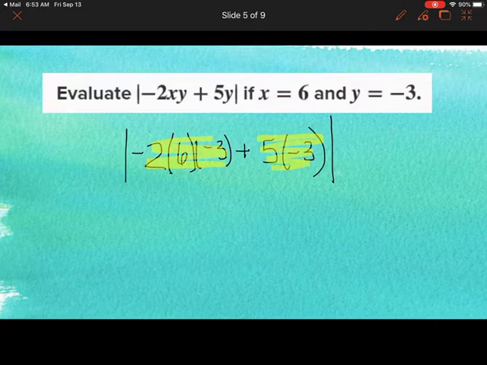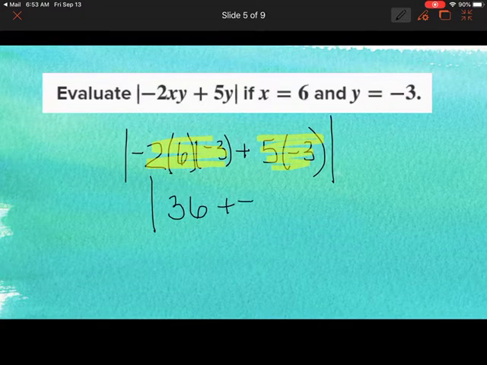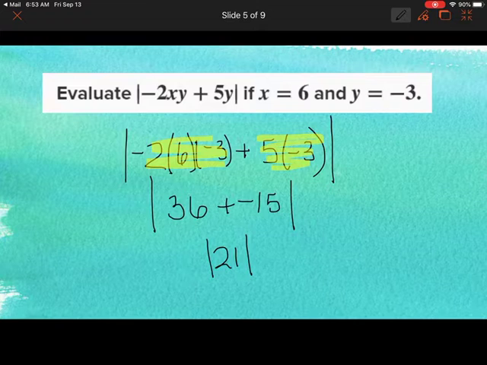So I have -2 times 6 is a -12, and -12 times 3 is a +36. And then 5 times the -3 is a -15. So now I'm going to add these together. And when I do that, I end up with 21. So -36 plus 15, -15 is 21. And the absolute value of 21, because that's what I do last, is 21.